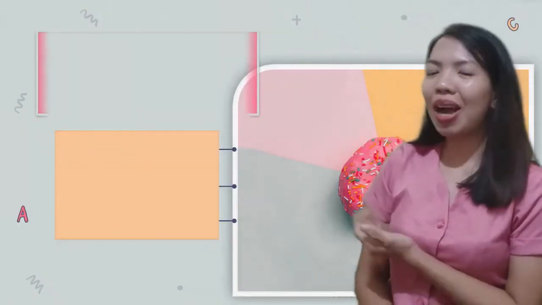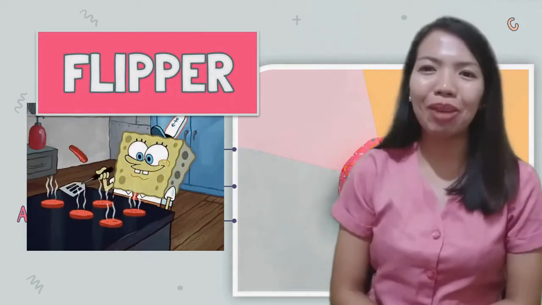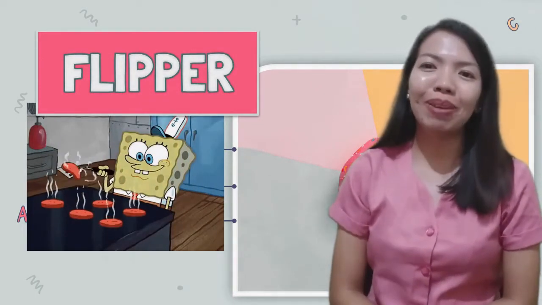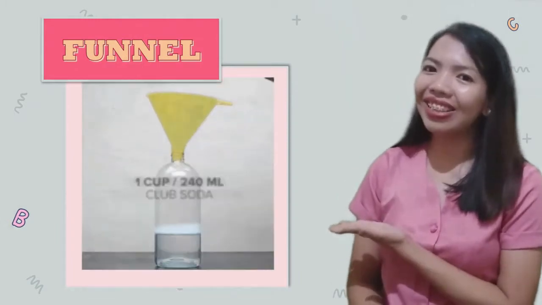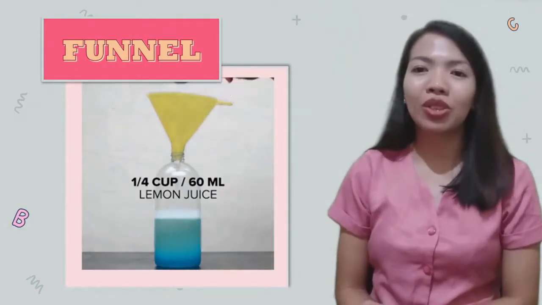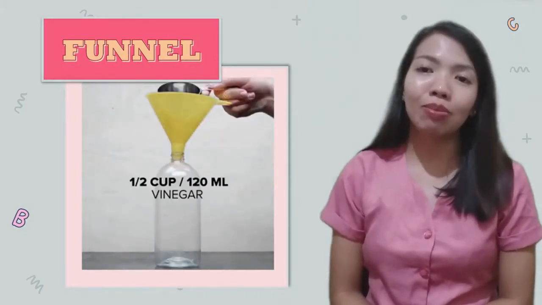Okay, next one we have the flipper, and we have with me my buddy SpongeBob using a flipper. Okay, so flipper is used for turning food items. Okay, next we have the funnel. So funnel is used for transferring liquid ingredients to bottles with small holes.